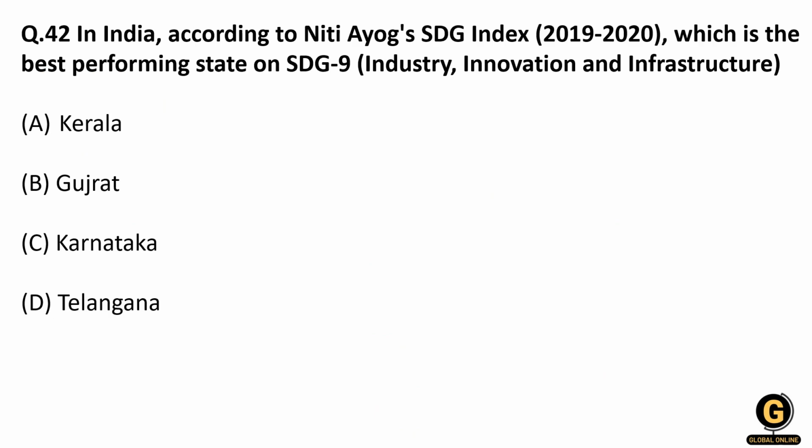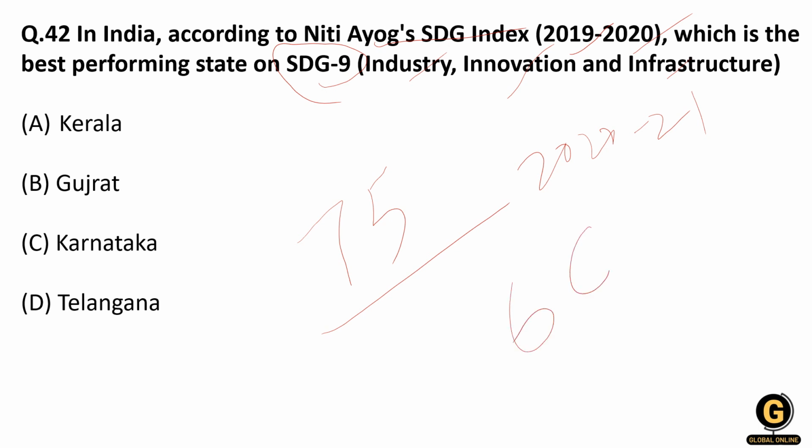In India, according to Niti Aayog's Sustainable Development Goal Index 2019 and 2020, which is the best performing state on SDG 9, Sustainable Development Goal 9, that is industry, innovation, and infrastructure. So, students, on this parameter, Kerala is the best performing state with the score that is 75, right? Remember, and this index, there is also next version, that is 2021-22. So here Kerala has score 66, and it is still top state.